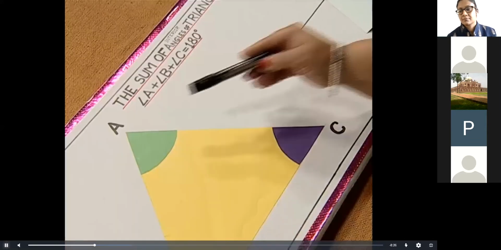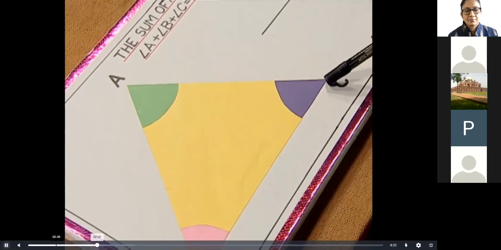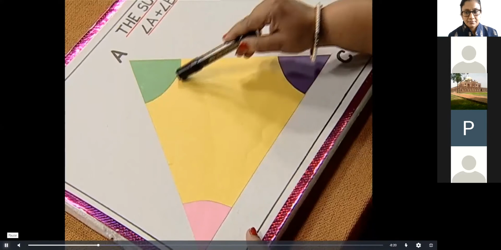That is a triangle. A triangle has three sides. Look here, we have a triangle ABC. In this, we have marked angles A.